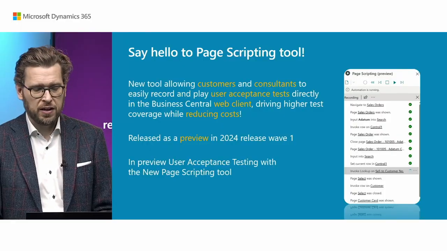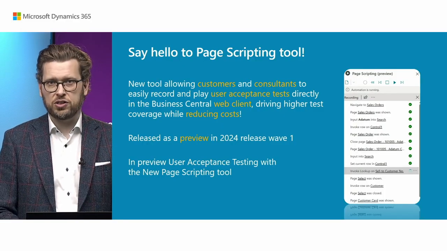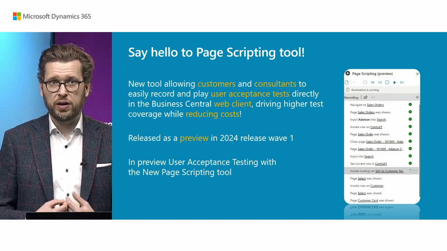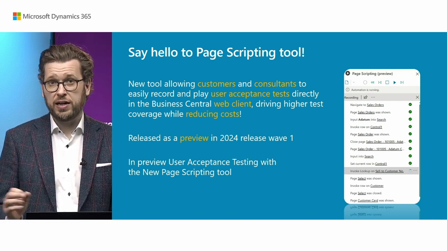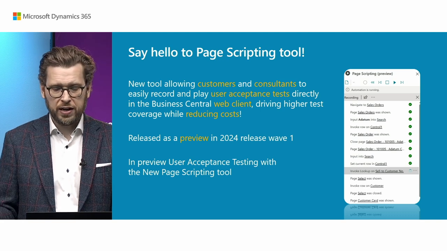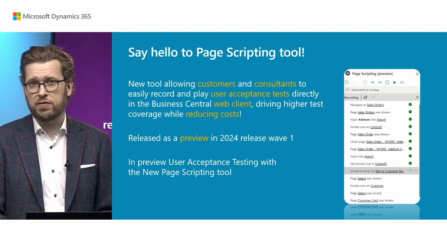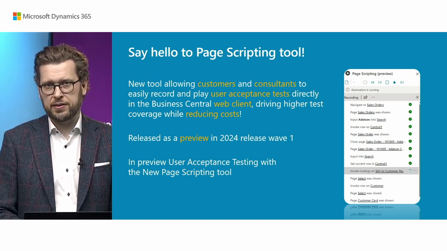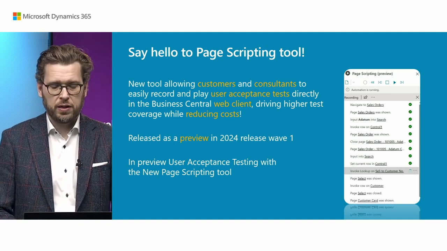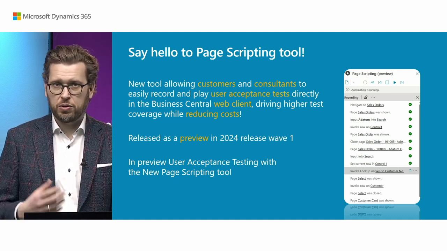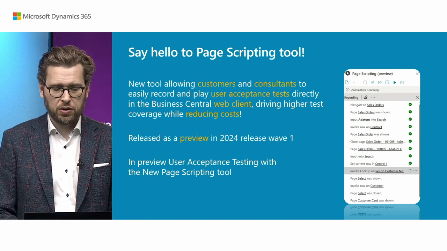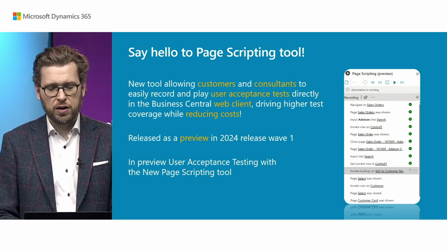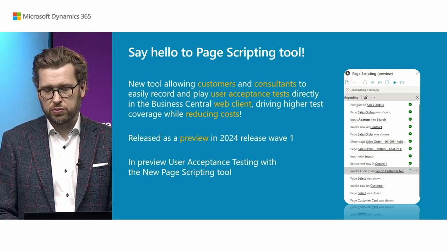Also, we have a super exciting new tool called Page Scripting, that allows customers and consultants to easily record and play user acceptance tests directly in the Business Central web client, driving higher test coverage and increasing agility while reducing costs. This is something that we released as a preview in 2024 Release Wave 1, and you can join me in a session going deep into this, the in-preview user acceptance testing with the new Page Scripting tool.